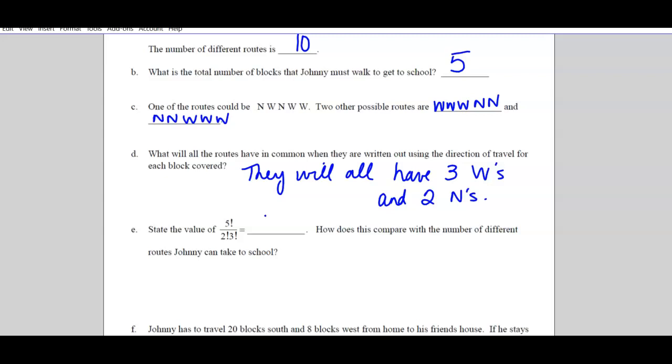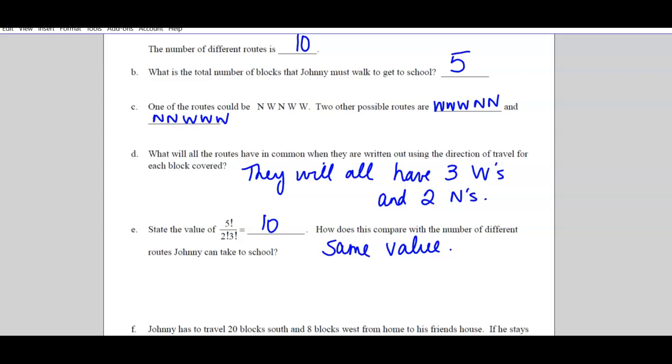We get 10. Okay, so how does this compare? It's the same. Same value. Okay, so how can we get this? If you consider doing this pathway as using letters for the direction and thinking about those letters and arranging them, we have 5 letters that we have to arrange. 5 factorial.